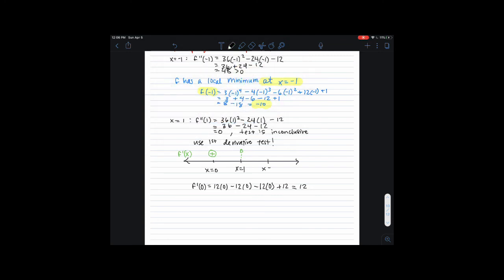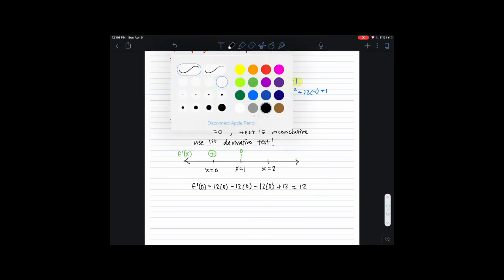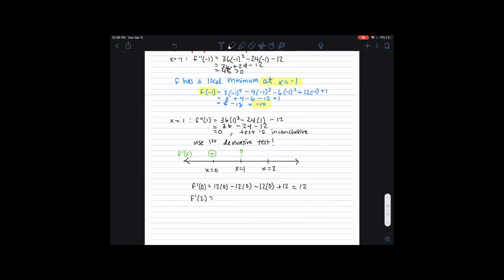Then we'll take a number to the right of x equals 1, let's say x equals 2. And we get f prime of 2 is equal to 12 times 2 to the third minus 12 times 2 squared minus 12 times 2 plus 12. And that is 12 times 8, which is 96, minus 48 minus 24 plus 12, which is greater than 0. So we also have that the first derivative is positive over here.